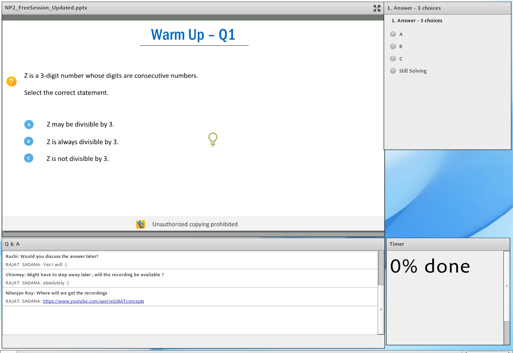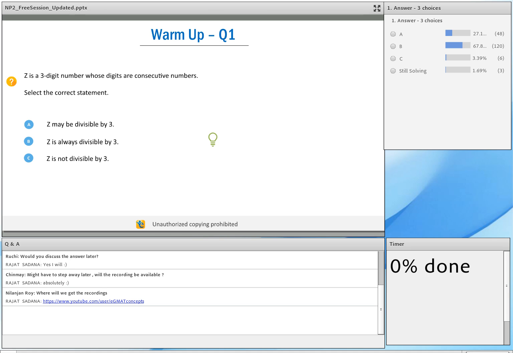Right, 90% of you are done. Let's get those answers in. 3, 2, and 1. Let me end the poll. Let me broadcast the results. And over here, 70% of you more or less made answer choice B, which is the correct answer. So I'm going to quickly go through this.